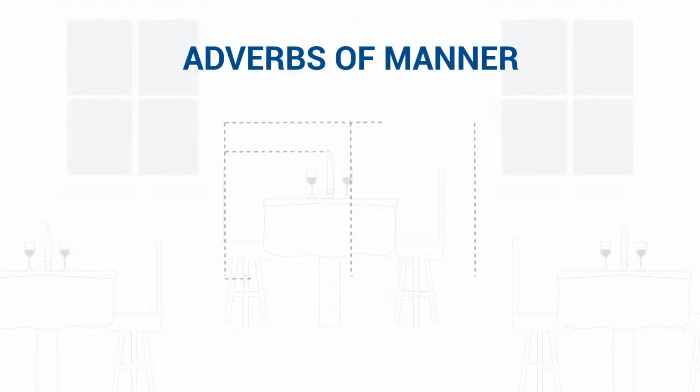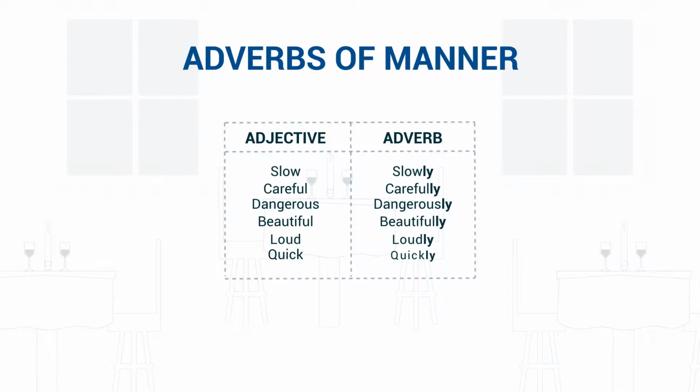Now, let's check some other adverbs and how they are formed from some adjectives. Adjectives and adverbs. Slow and slowly, careful and carefully, dangerous and dangerously, beautiful and beautifully, loud and loudly, quick and quickly.